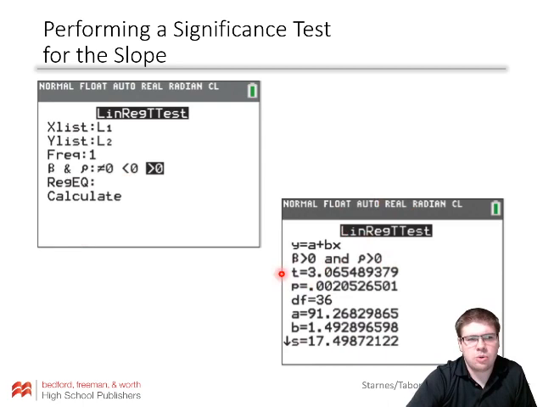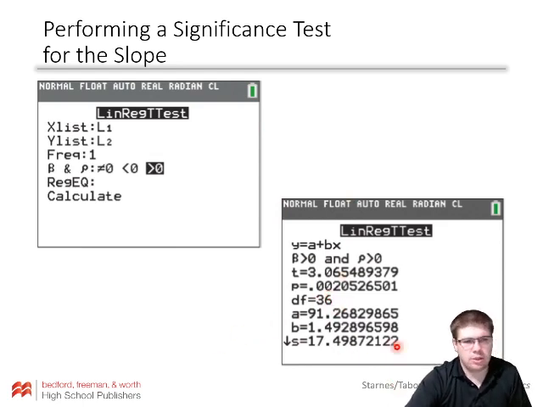In the end, you get the t-test statistic, the p-value, degrees of freedom, which I forgot to mention there is n minus 2, and you could have done that through tcdf if you had to. But it's not likely that you will. And so that is the significance test for the slope.